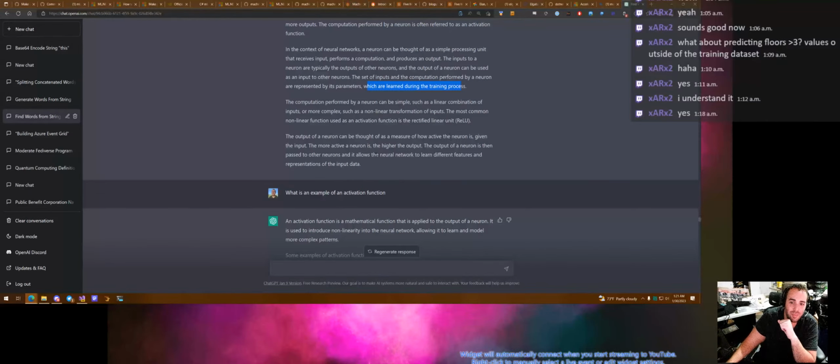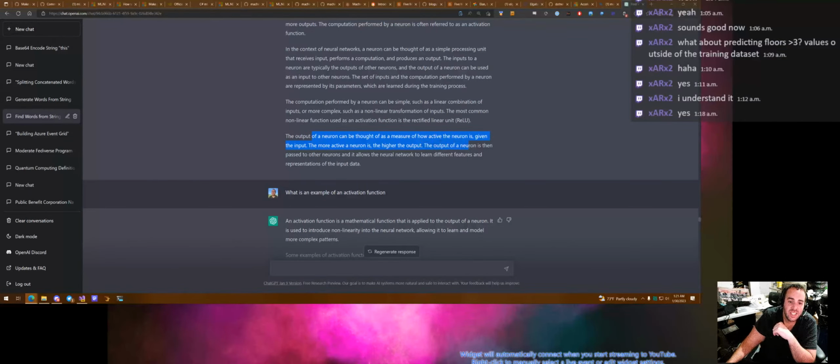The computation performed by a neuron can be simple, such as a linear combination of inputs, or more complex, such as nonlinear transformation of inputs. So that's more math stuff. I'm not a math person, right? The most common nonlinear function used as an activation function is a rectified linear unit. And then the output can be thought of as a measure of how active it is given the input. The more active a neuron is, the higher the output.